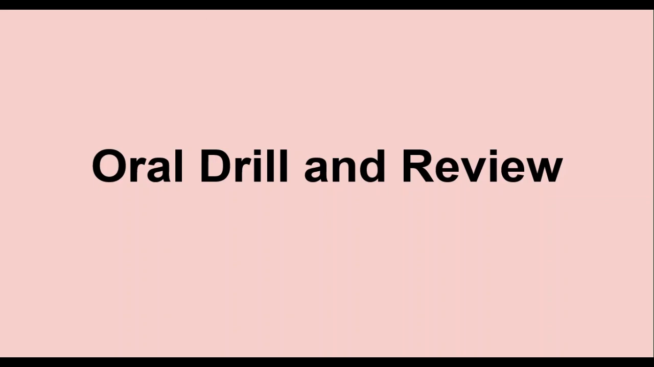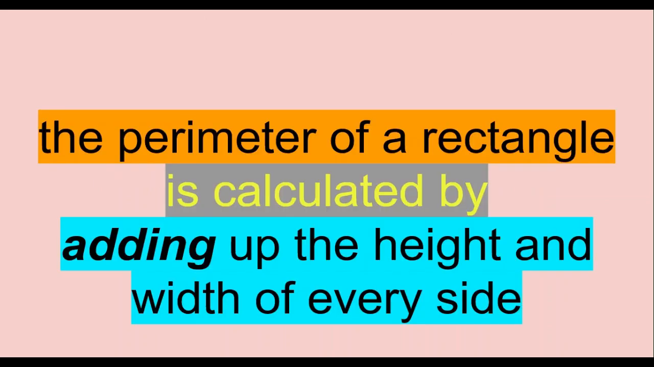Okay, we're going to take a look at our almost daily review that we've been doing in class. Our oral drill and review on the perimeter of a rectangle. First, let's get the words out of our mouths. The perimeter of a rectangle is calculated by adding up the height and width of every side.